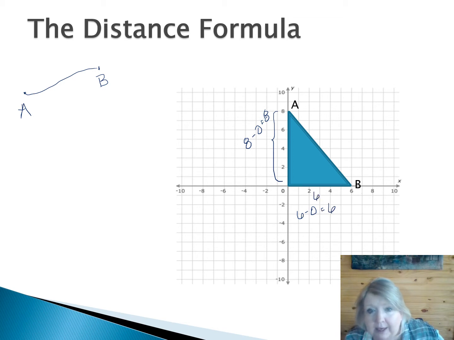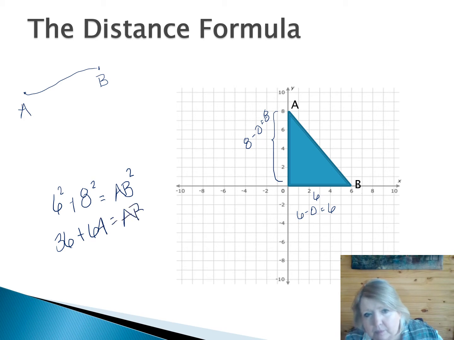Then I would use the Pythagorean theorem that says 6 squared plus 8 squared equals the distance AB that I'm looking for squared. And so I would actually square those out. So that'd be 36 and 64, and that would give me 100. But I don't want to know what the distance squared is, so I would take only the principal square root because I can't have a negative distance. And that would be my distance.